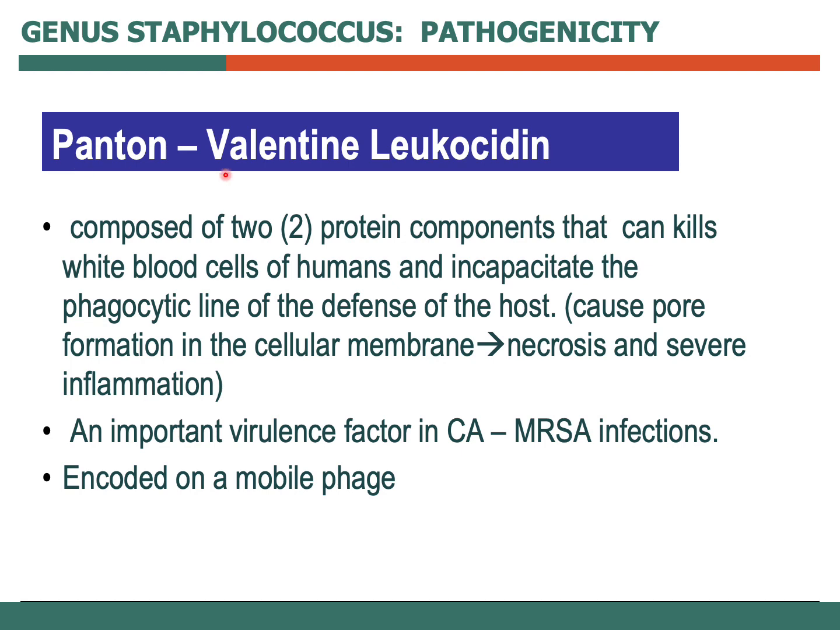So your Panton-Valentine leukocidin or your PVL is an important virulence factor of your CA-MRSA infection. So again, your PVL is also toxic to white blood cells. Since they are toxic to white blood cells, the white blood cells are prevented from the clearance of organisms by the immune system. So your PVL is encoded on a mobile phage. So still a chromosomal mediated type of enzyme.